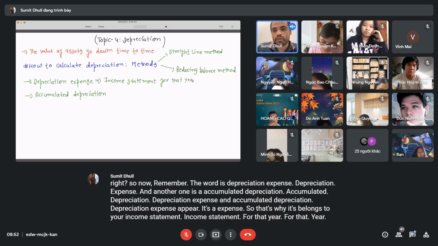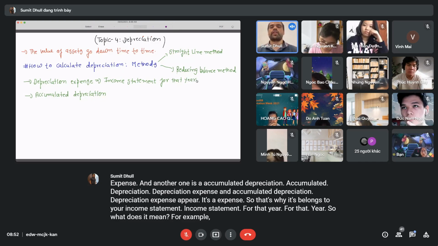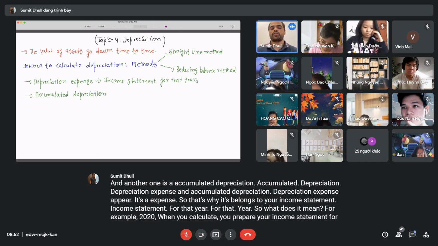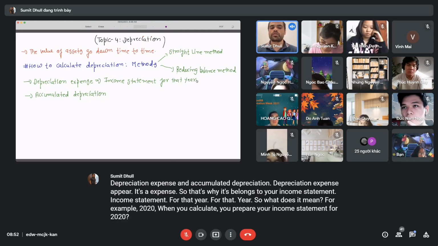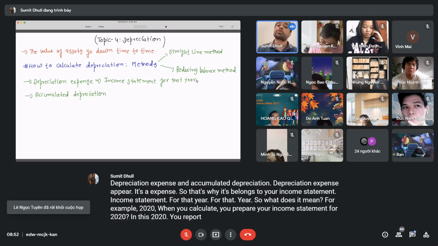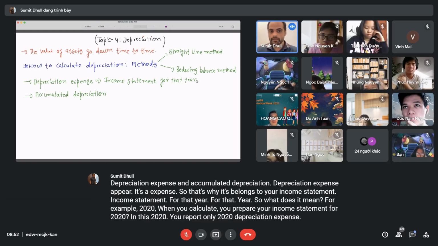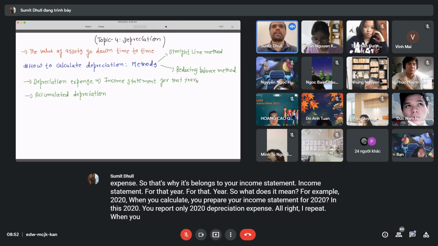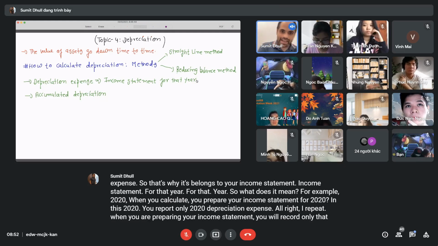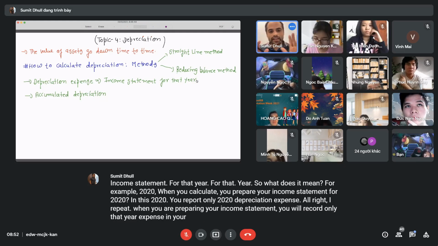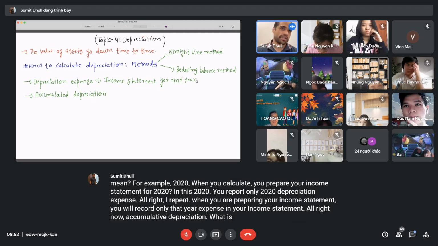So what does it mean? For example, 2020, when you prepare your income statement for 2020, in this 2020 you report only 2020 depreciation expense. All right, I repeat, when you are preparing your income statement, you will record only that year's expense in your income statement. All right, now accumulated depreciation. What is accumulated depreciation?